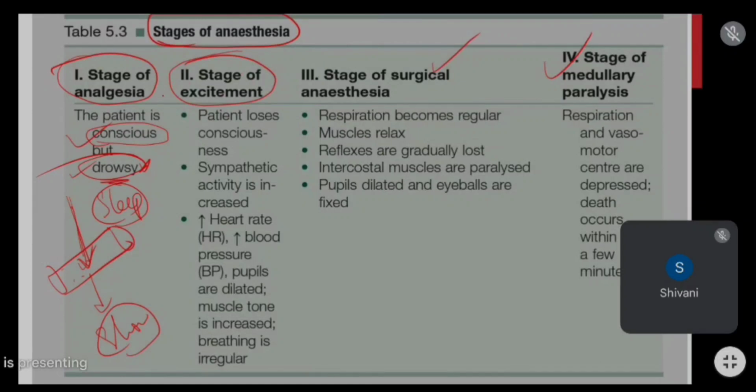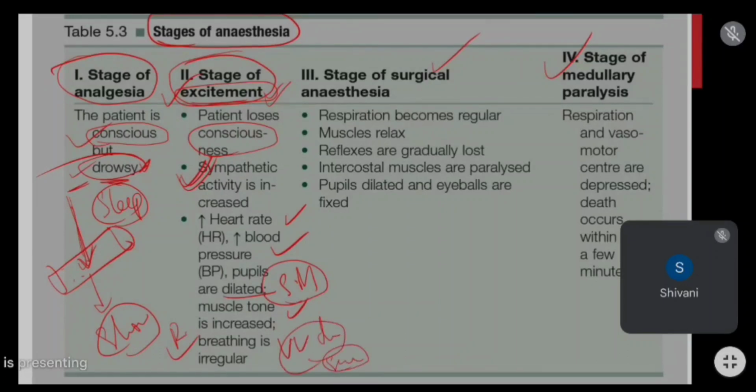Stage 2 is very important. Patient will be excited. स्टार्टिंग में ड्राउजी था, सेकंड स्टेज में एक्साइट हो जाता पेशेंट. Here in excitation the patient will lose consciousness, but there are sympathetic activities: हार्ट रेट बढ़ जाता, ब्लड प्रेशर बढ़ जाता, pupils will be dilated, muscle tone increases, skeletal muscles tone will increase, patient's breathing is irregular, breathing rate, heart rate, pulse rate, respiratory rate पूरे बढ़ जाते. Okay, here in stage 2 it is very very dangerous to perform surgery. यहाँ पे सर्जरी नहीं करना चाहिए अपन. एक्चुअली ये फर्स्ट स्टेज सेकंड स्टेज में दोनों में नहीं करना चाहिए. It is not suitable.